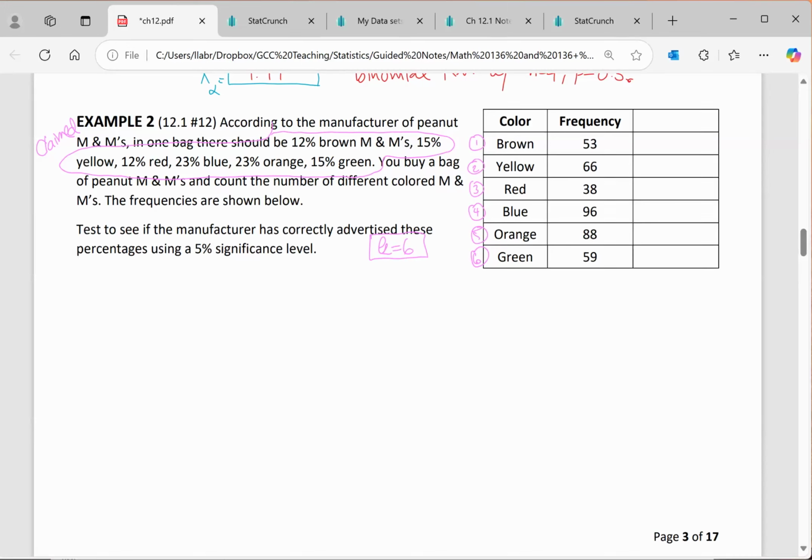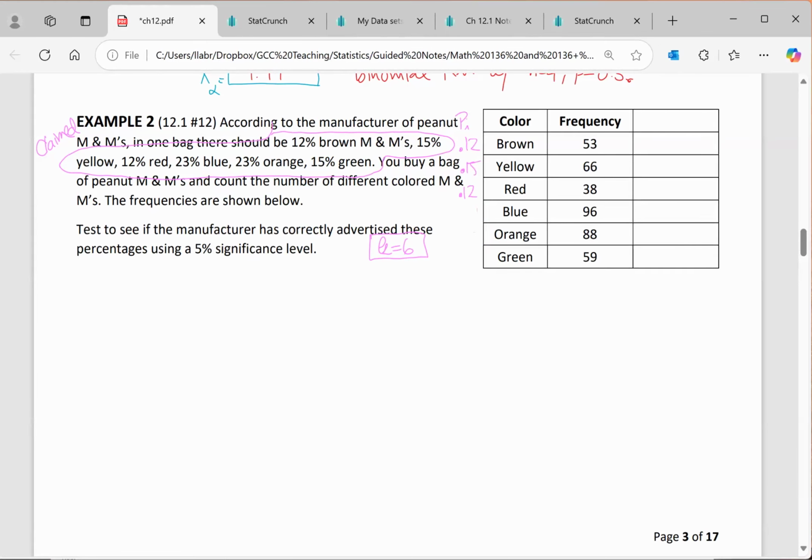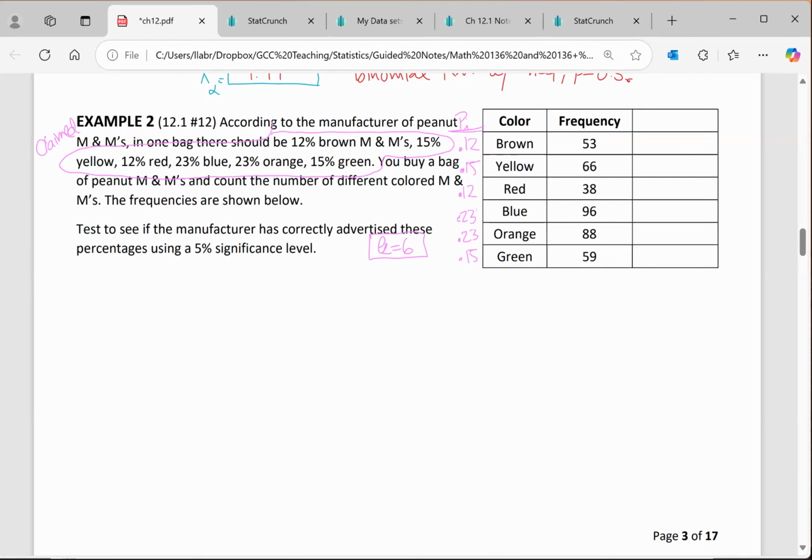For every category, we also have a claimed distribution. We know that for brown, there should be roughly 12%. So the pi, that'll be 0.12. For yellow, 0.15, 0.12, 0.23, 0.23, and 0.15. So these are the claim proportions here for each category. And you want to go ahead and do a hypothesis test. So let's go ahead and start this.